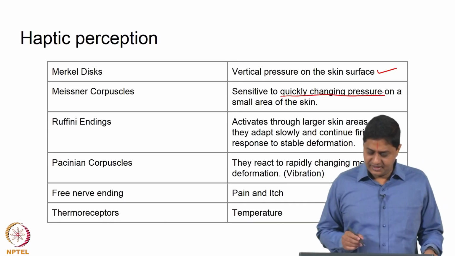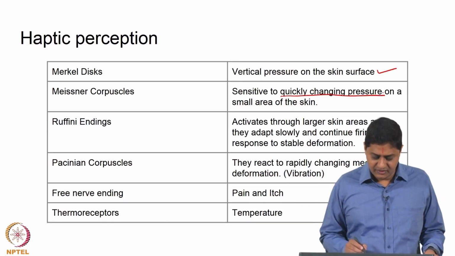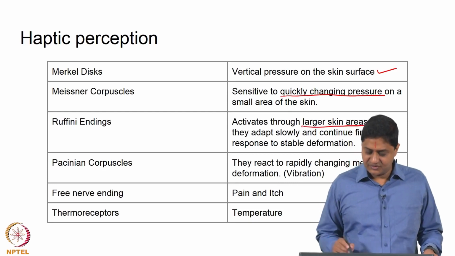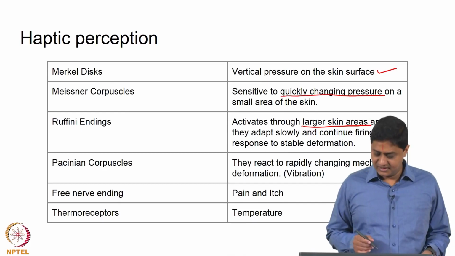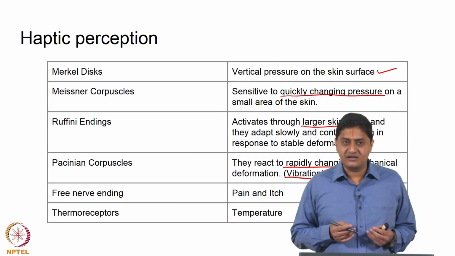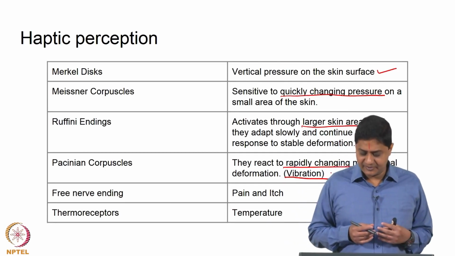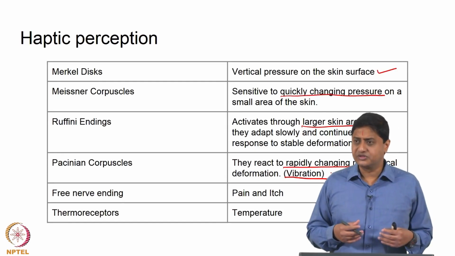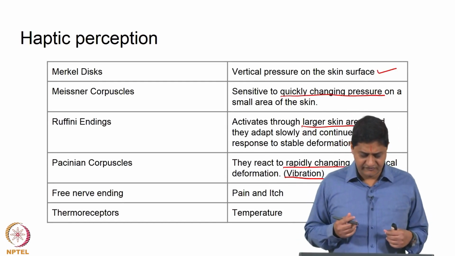Ruffini endings, again, these are slowly adapting. They are responsible for sensing over larger skin areas, and Pacinian corpuscles are rapidly adapting. So, they are responsible for rapidly changing stimuli like vibration. So, two of these are slowly adapting, two of these are rapidly adapting. Their functions are different, and their differences in structure are due to the differences required in the function.